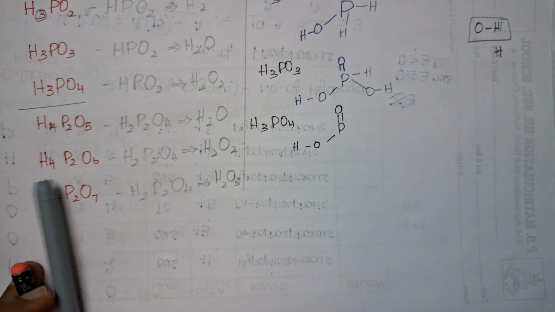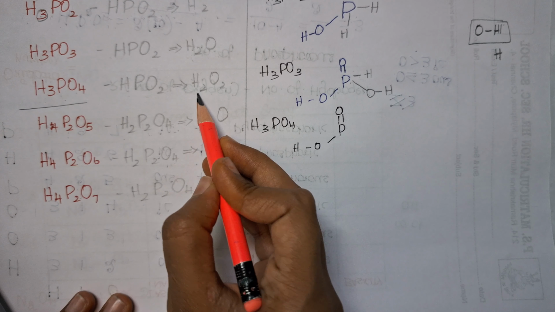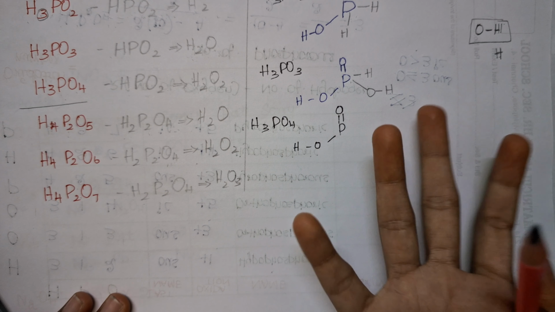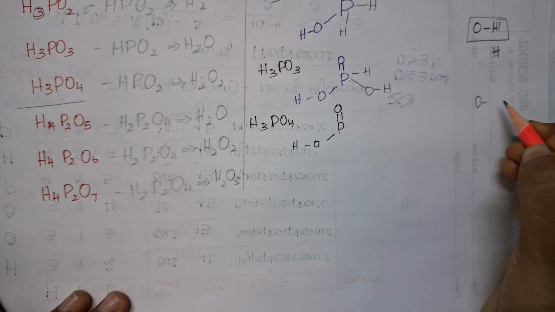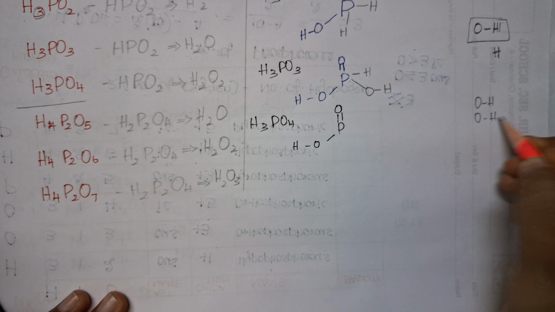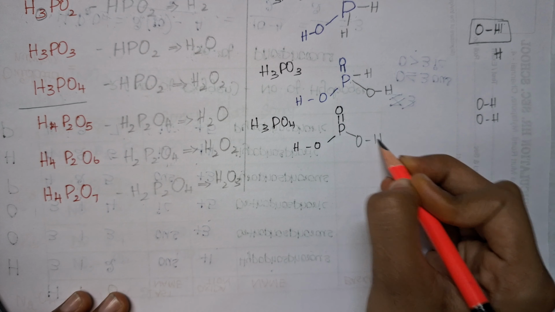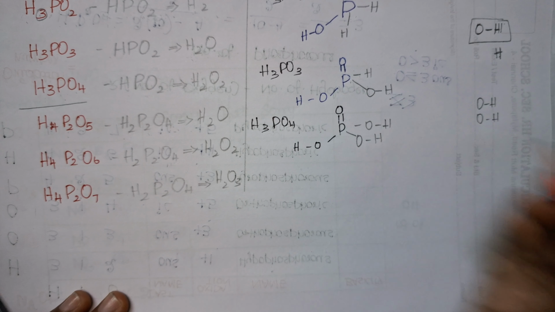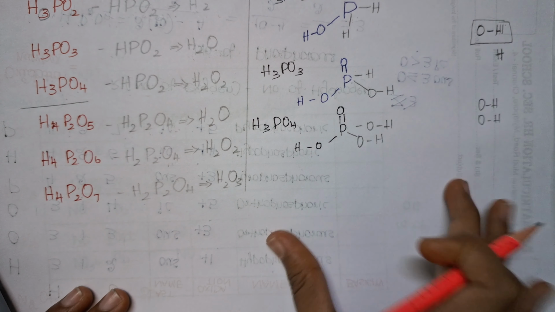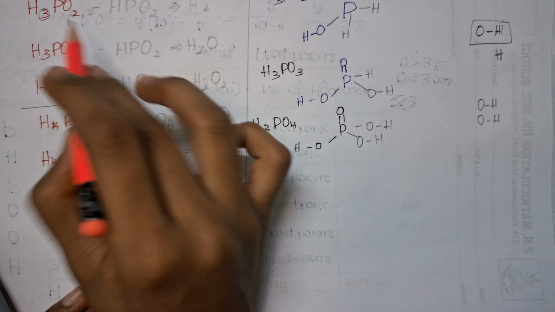Now we will deal with H3PO4. What we need to add with HPO2? H2O2. Now it is simple. One O, one H, one O, one H, right? We can pair it up simply. So how will you write? 1 O, 1 H, 1 O, 1 H. Simple.